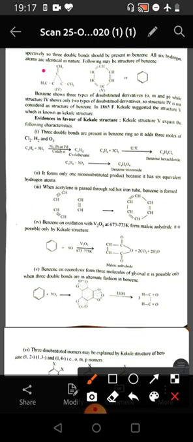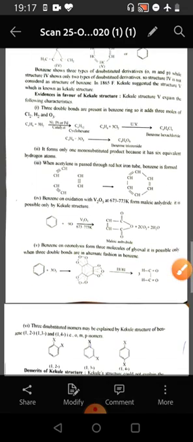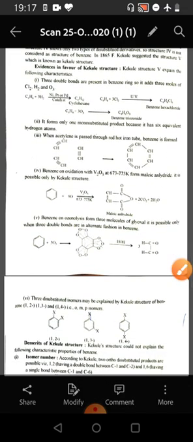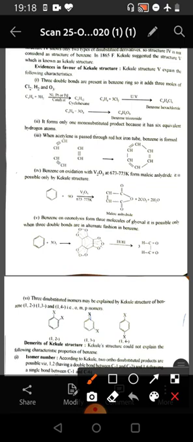In 1865, Kekule suggested structure 5 with alternate single and double bonds, and this is known as the Kekule structure. Now we come to the evidences in favor of the Kekule structure. Kekule structure 5 explains the following characteristics. 3 double bonds are present in the benzene ring, so it adds 3 molecules of chlorine, hydrogen and ozone. It forms only one monosubstituted product because it has 6 equivalent hydrogen atoms.